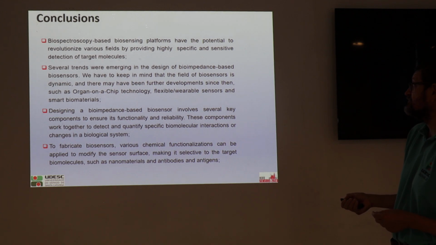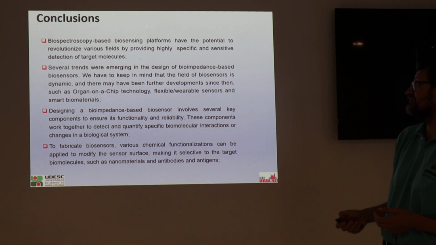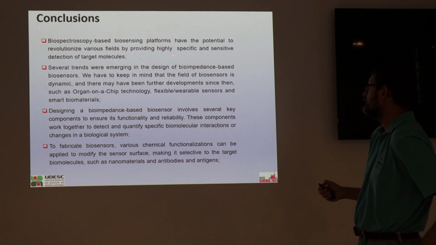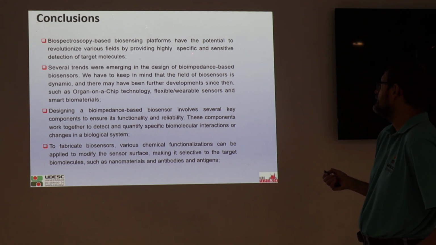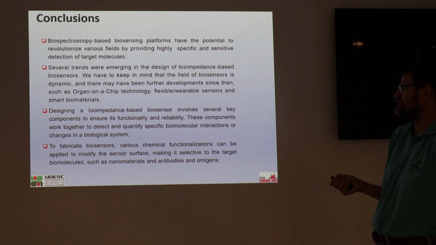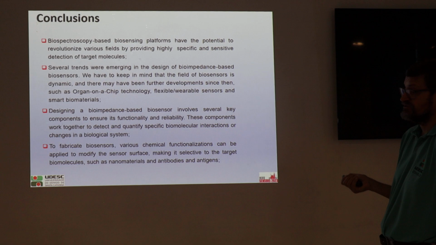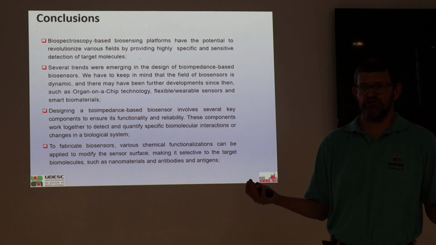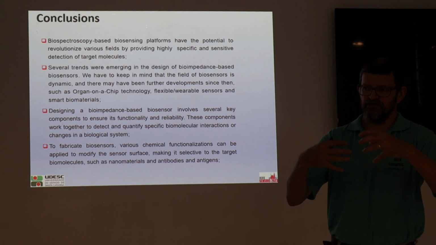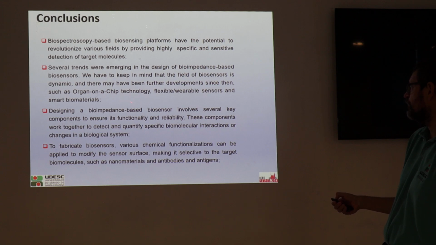So, conclusions: bioimpedance-based biosensing platforms have the potential to revolutionize various fields because you can get high specificity, high sensitivity as well. There are several trends in bioimpedance sensors, for example, using lab on chip. As electronics get smaller, people are using sensors together with the chip and doing, as we say, organ on a chip or lab on a chip.